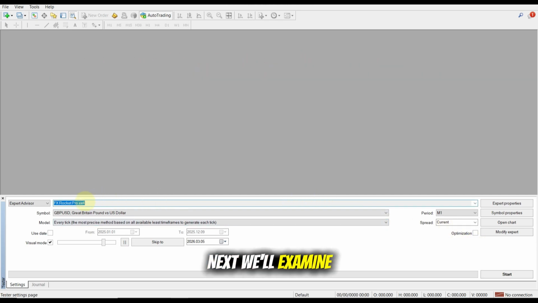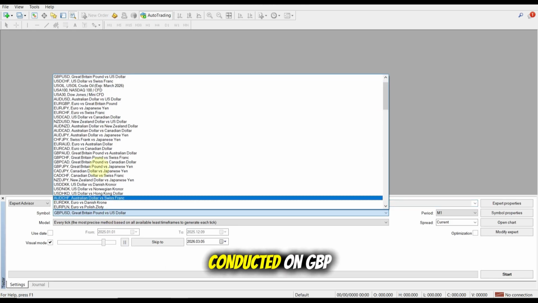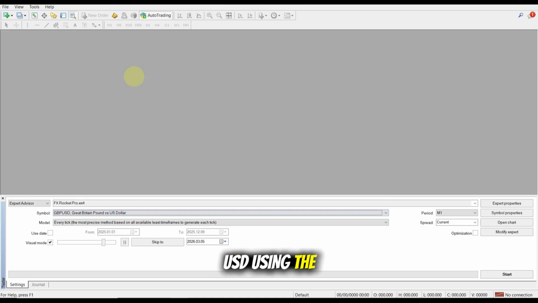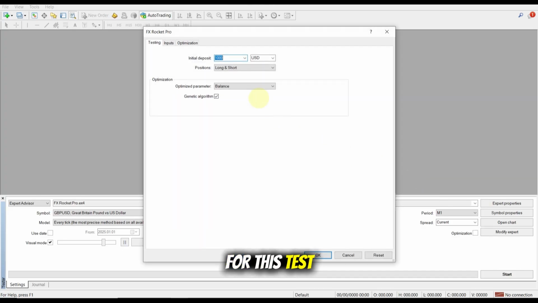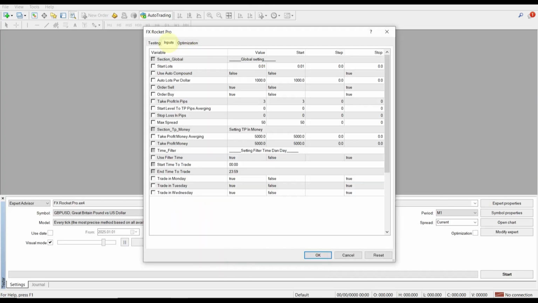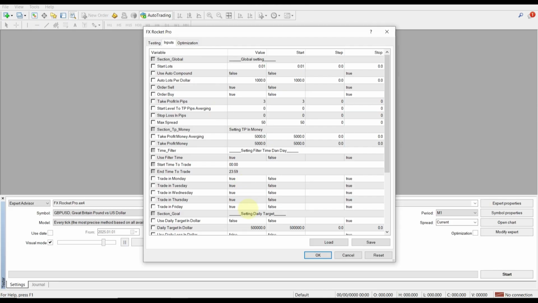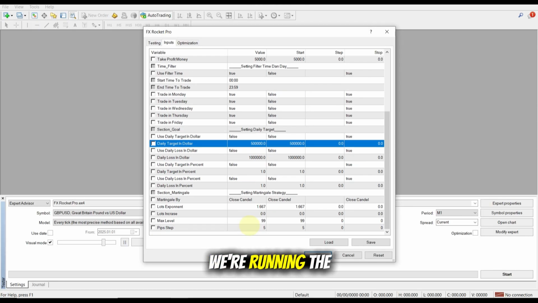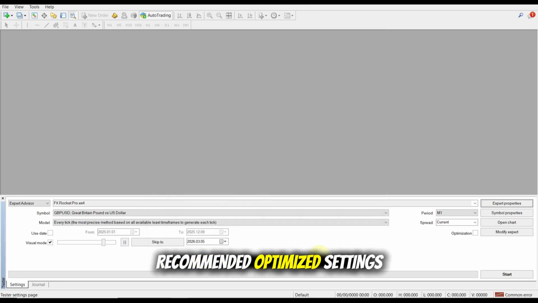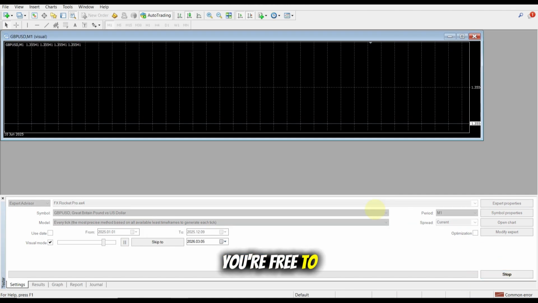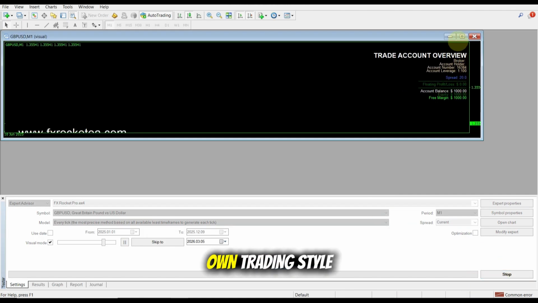Next, we'll examine how the EA performed in past market conditions through backtesting. This backtest is conducted on GBPUSD using the M1 timeframe. For this test, the EA will operate with $1,000 in the account. In this setup, we're running the EA with its recommended optimized settings. You're free to adjust these values to suit your own trading style.